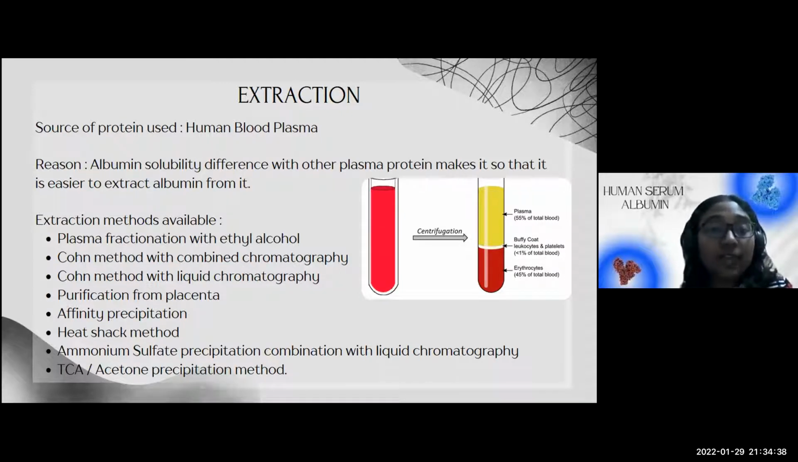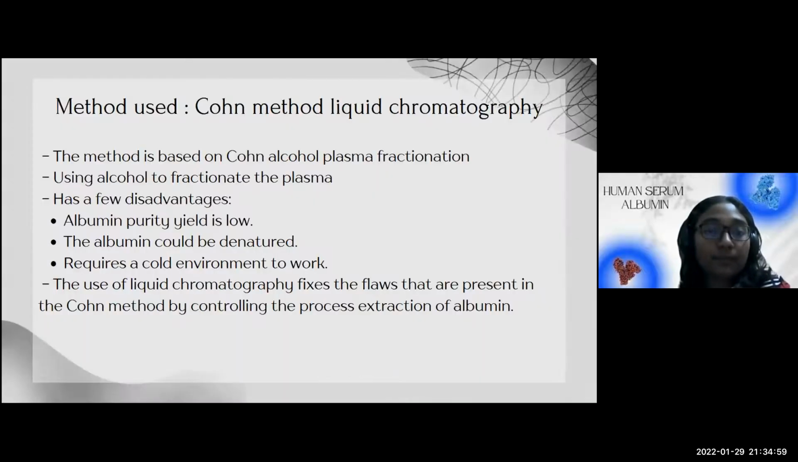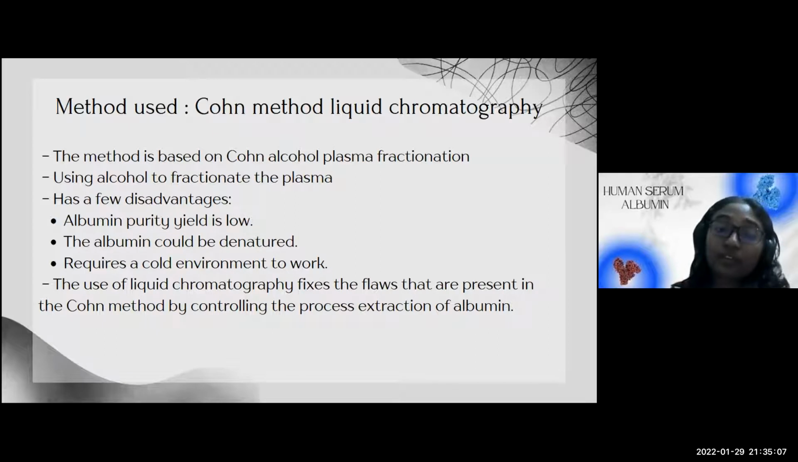There are various ways to extract albumin from these protein sources, which are the Cohn method with combined chromatography, the Cohn method with liquid chromatography, purification from placenta, and so on. Each of these presents their own way of extracting albumin, and they also come with their own advantages as well as disadvantages. Upon careful consideration and decision making, the method that will be used in this analysis would be the Cohn method with liquid chromatography. The method is based on the Cohn method, where it uses ethyl alcohol to fractionate the plasma protein until the desired protein is obtained, which is albumin.